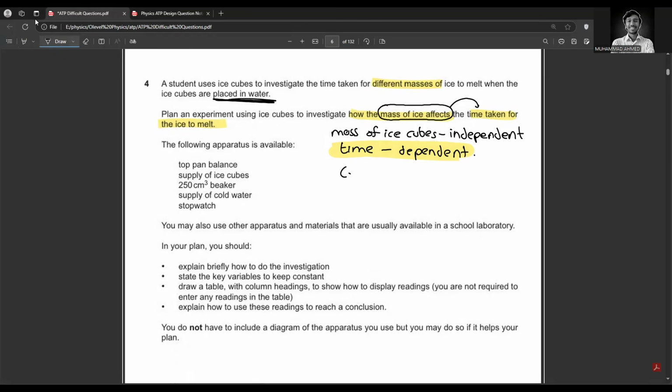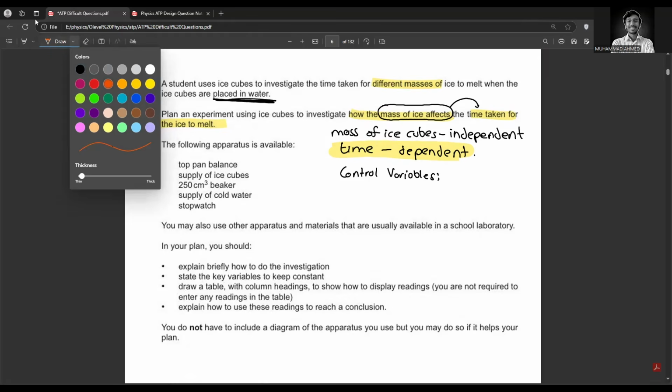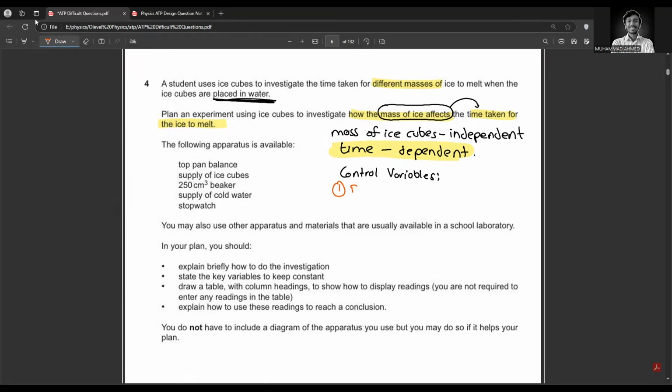So your control variables, or your constant variables, can be what? The first control variable will be the volume of water. Now, what do I mean by volume of water?